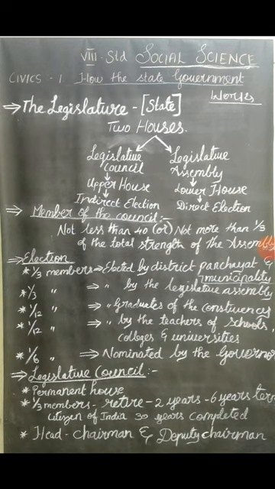In the last class, we discussed 8th Standard Social Science, Civics, Unit 1, how the state government works. That is the heading of the lesson. In that we discussed two important points: the administration of the state government, and the powers and functions of the governor and the chief minister.